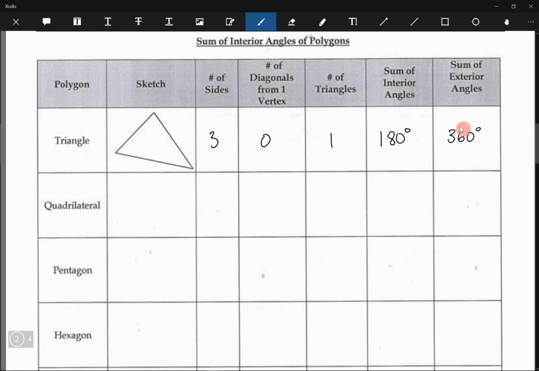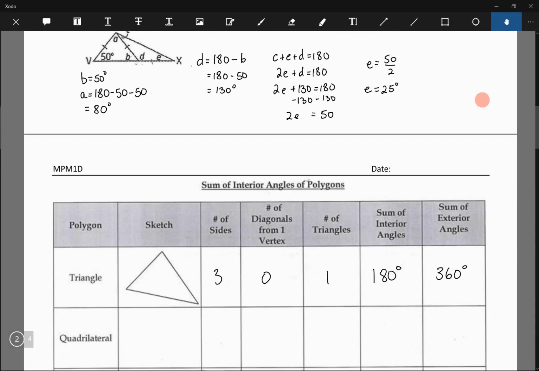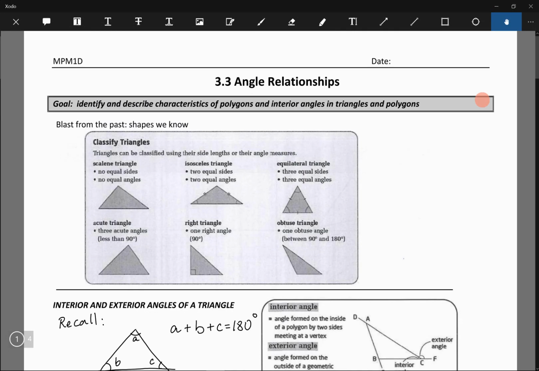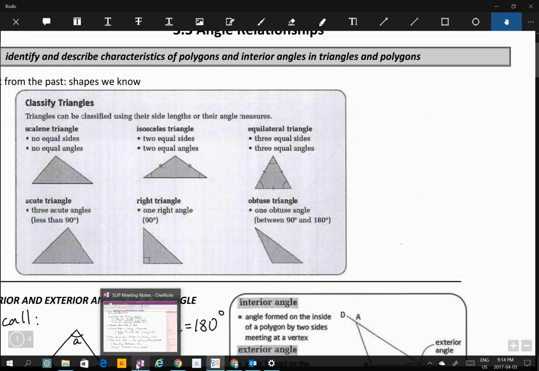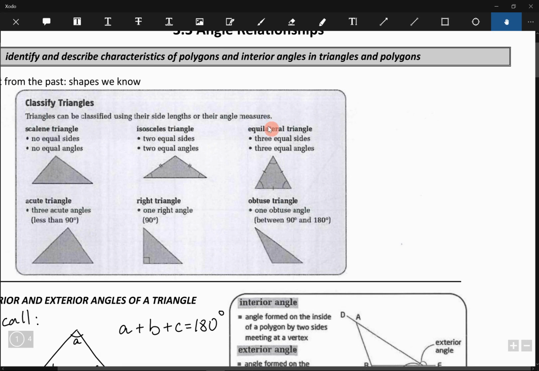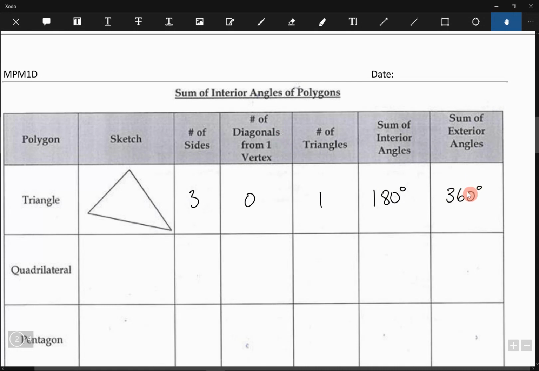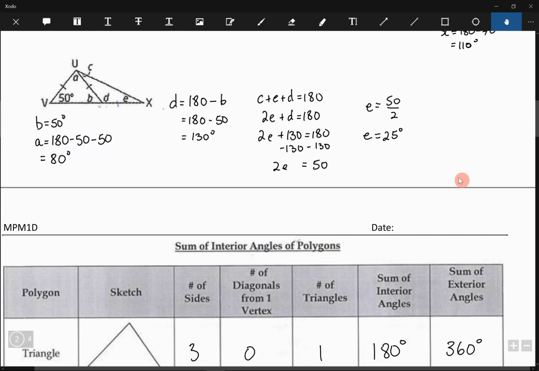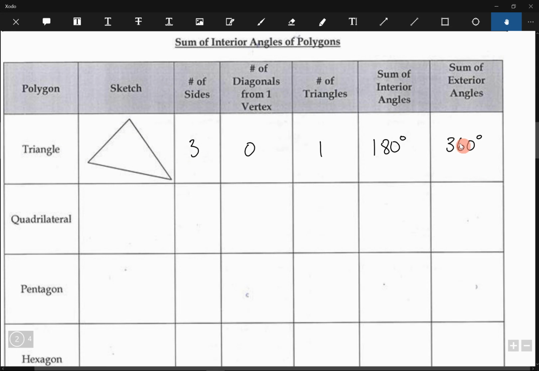Now, where does this 360 degrees come from? Well, I'll come back to this in a separate video. So just believe me for now, 360 degrees is for any polygon, any what we call a convex polygon, the sum of the exterior angles is 360 degrees. Okay. All right, so let's do a quadrilateral next.